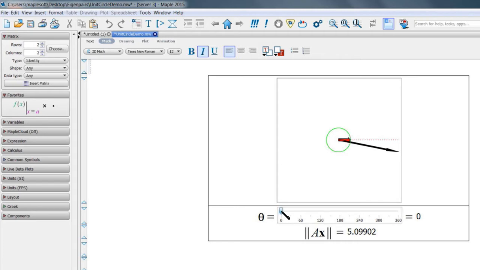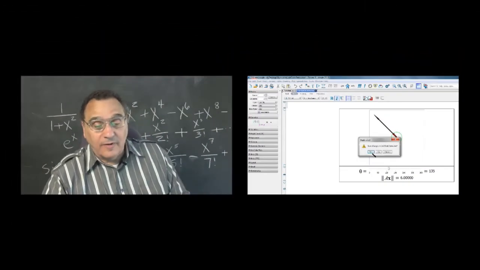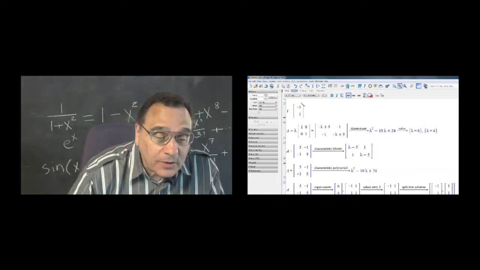For some values of theta, these two vectors do not align. In fact, for most values, they don't align. But there are a couple of values for which they do align, and AX has length 4. There's that 4. And I believe if you come around here, they will align again, and this time AX equals 6. So there are those two eigenvalues, that stretch factor by which vectors in the invariant direction stretch.